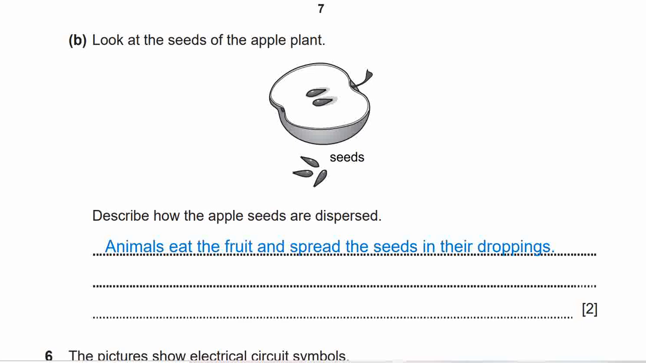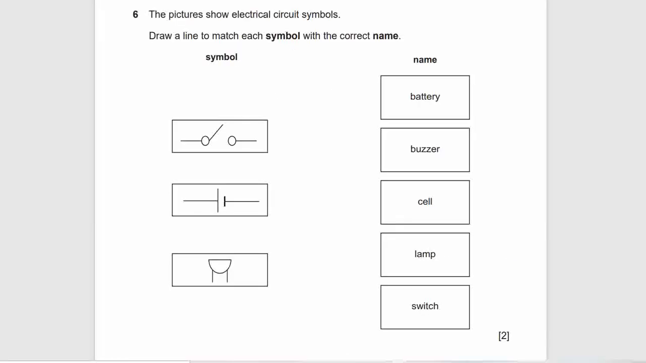Next, we move to number 6. The picture shows electrical circuit symbols. Draw a line to match each symbol with the correct name. Looking at this one, and this one, this will be a switch, this will be a cell, and this will be a buzzer.